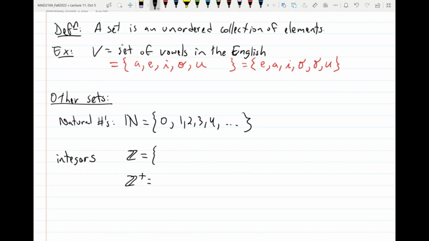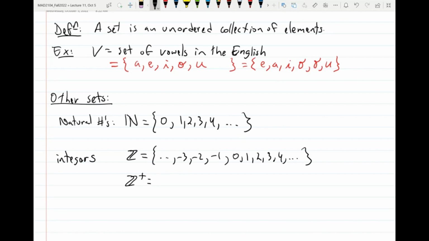Okay, so the integers, and what are these? These are the natural numbers together with the negative version of them. So that will be 0, 1, 2, 3, 4, and so on, but also -1, -2, -3, and so on. Okay? So that's what the integers are.